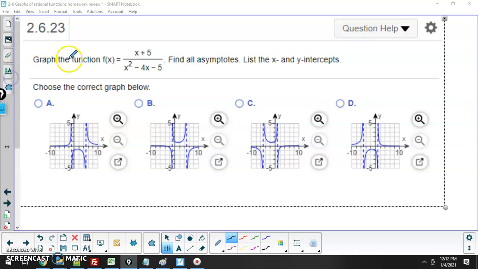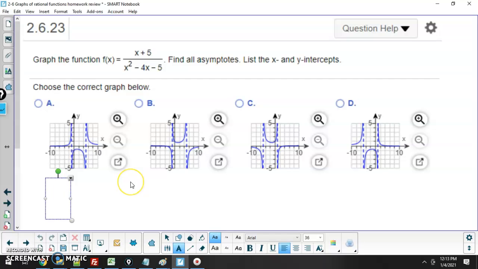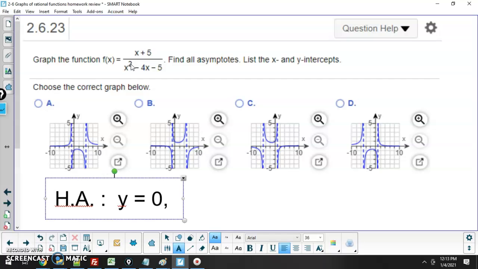Graph the function, find all the asymptotes, list the x and y intercepts. Okay, so let's start with the asymptotes and then the intercepts, and that will help us figure out which one's the right graph here. First off, the asymptotes. We just talked about those. The horizontal asymptote, you see there's a larger exponent in the denominator again. So guess what? It's at y equals 0 again.